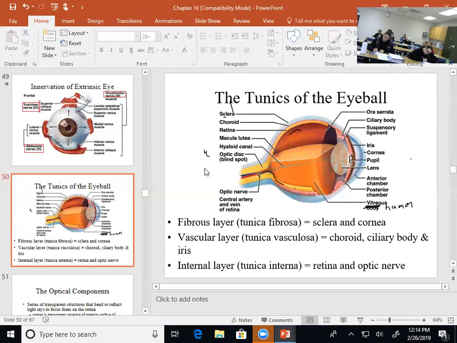Which is going to be in the macular region, or what we call the what region? Central fovea. Exactly. All right. Any questions for me? No. All right. So the retina holds all of our little photoreceptor cells.